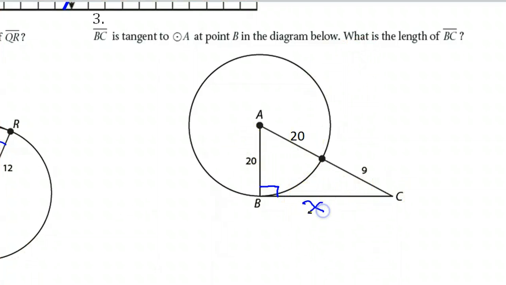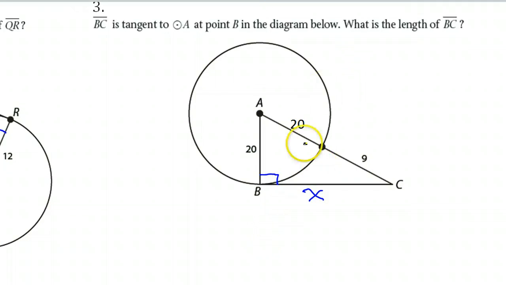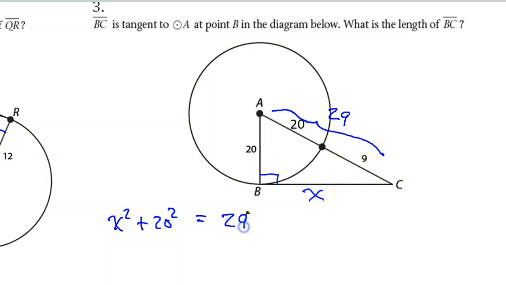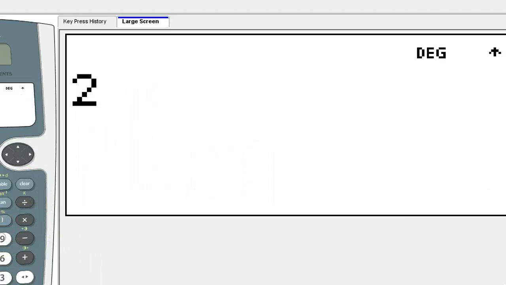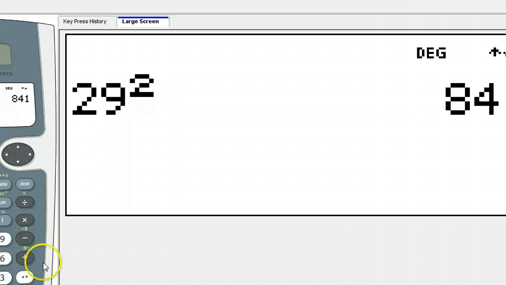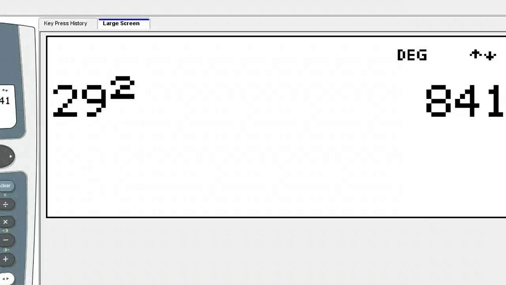BC, once again, let's do the Pythagorean theorem. This hypotenuse here is 29, 20 plus 9. So when we do our leg squared plus leg squared equals hypotenuse squared, it's going to look like this. X squared plus 20 squared is equal to 29 squared. So that's going to be X squared plus 400 is equal to, let's see, 29 squared. That is 841.